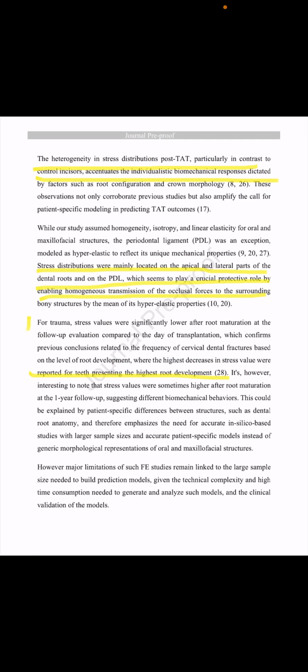So, discussing the results, there was a heterogeneity in stress distribution post autotransplantation, particularly in contrast to control incisors, which accentuates the distinct biomechanical responses dictated by factors such as root configuration and crown morphology. And interestingly, the stress distribution was mainly in the apical and lateral sides of the PDL, which seemed to play a crucial protective role in enabling homogeneous transmission of occlusal forces.